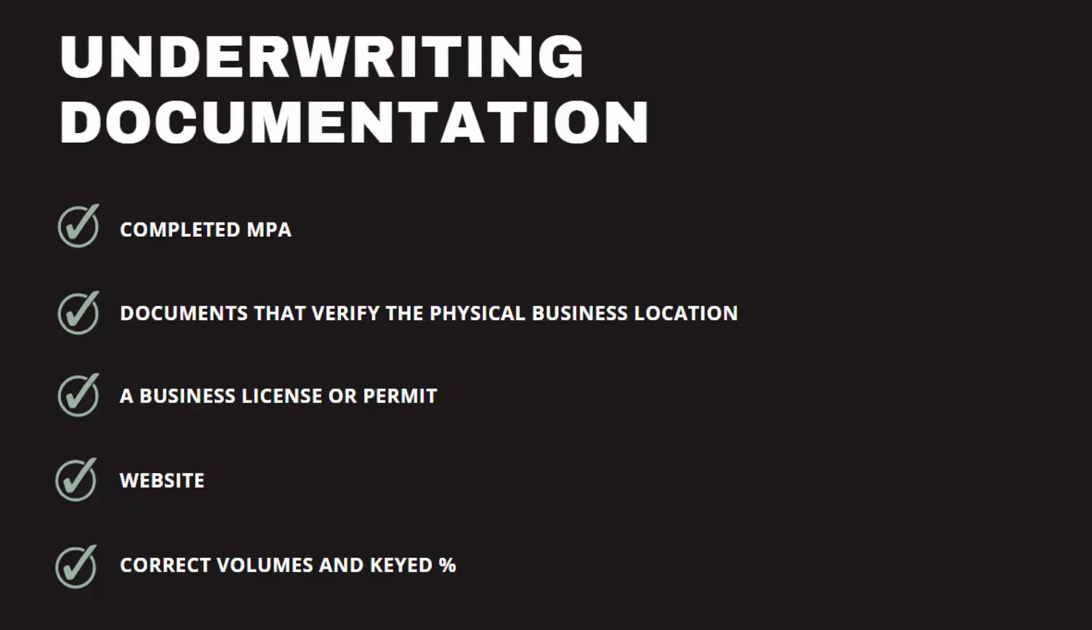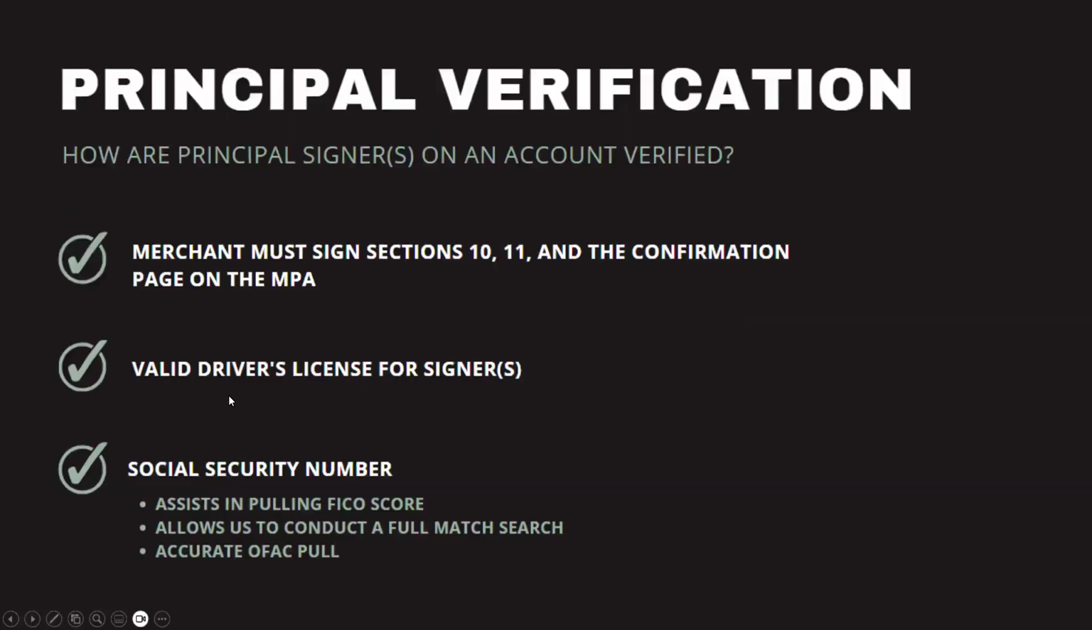And we ask for the documents because either we can't find them, we're not able to verify the business using our other resources, and we're required to have documentation on file for each merchant we board. The more you're able to submit on the front end, the better we can do our job. The next step is verifying the signer.